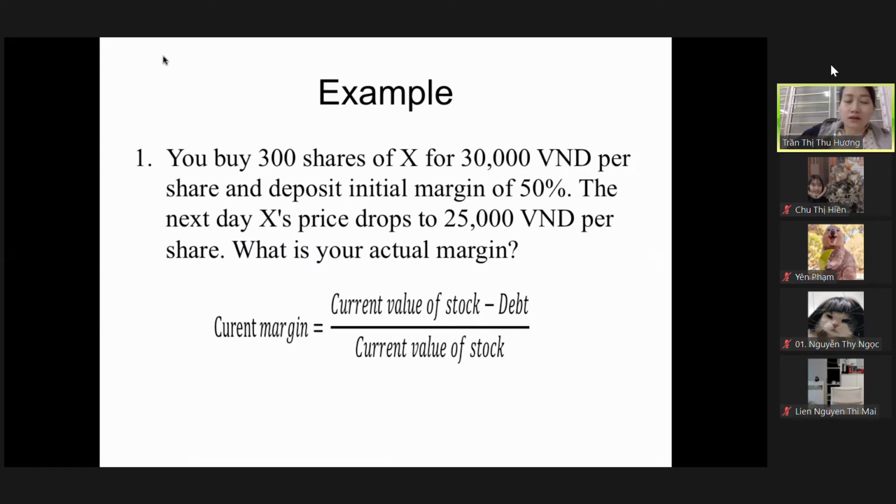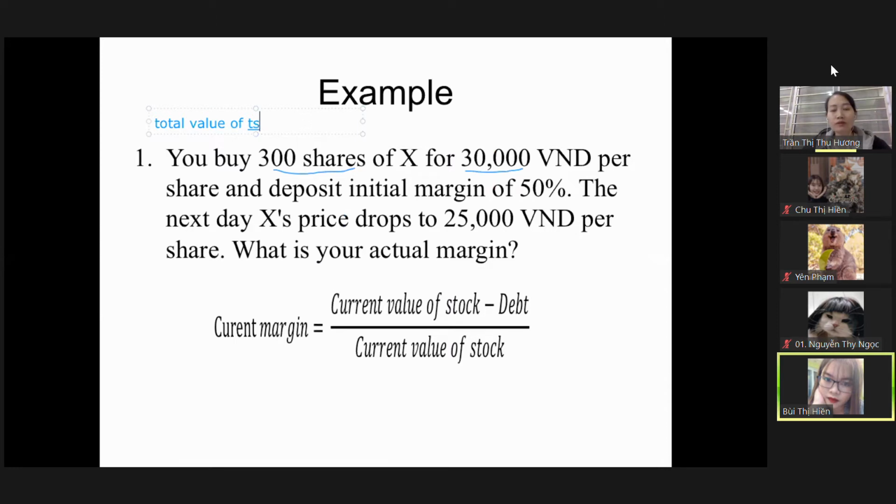Okay, so what is the result? In this case, you buy 300 shares for 30,000 dong per share. So how much money do you have to pay? What is the current market value of this share? The total value of the stock will be 300 multiply 30,000, so it's equal to 9 million.